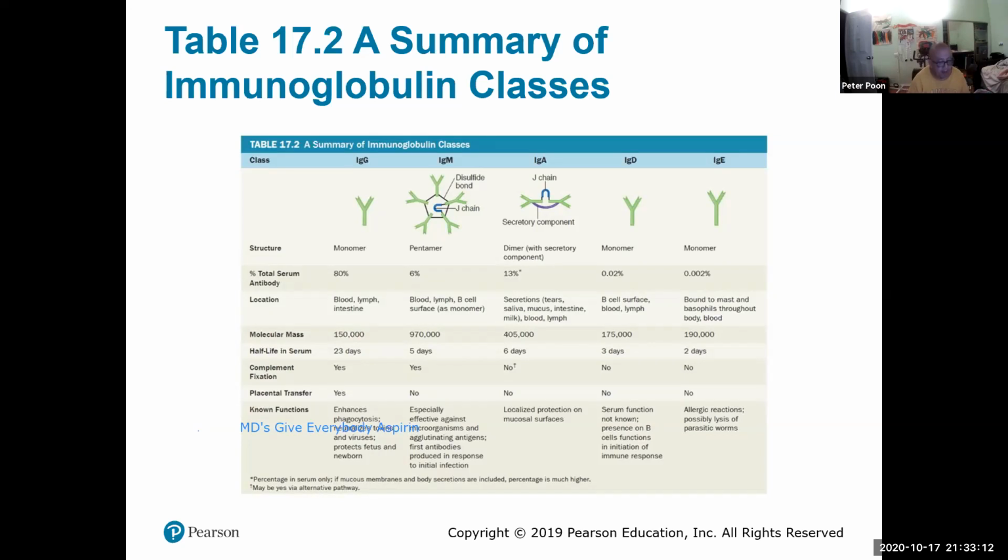It will stop the disease from spreading. It will stop the virus from spreading. It will stop the bacteria from spreading. So it's especially effective against microorganisms and agglutinating antigen. That's what it means. It is the first antibody response produced.